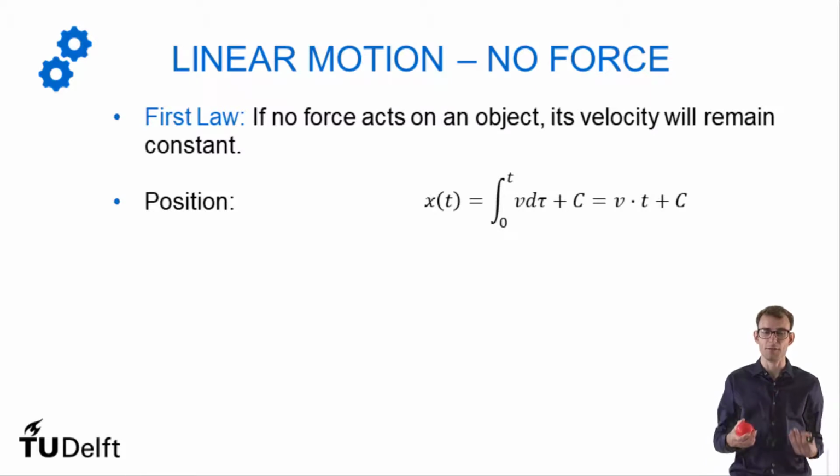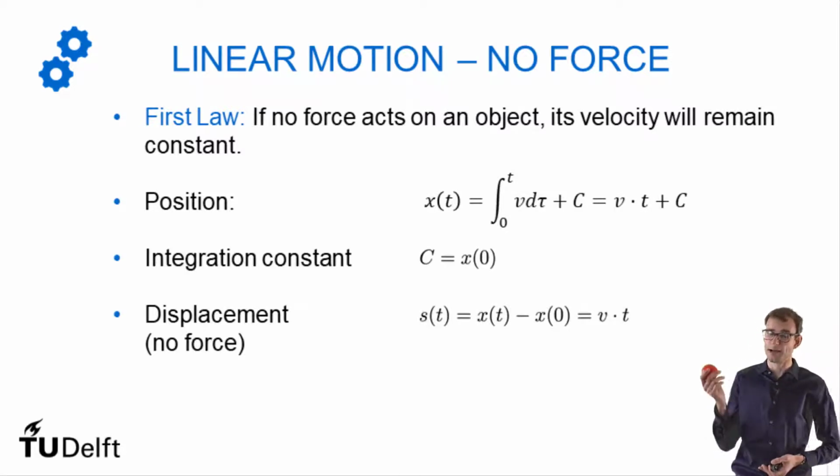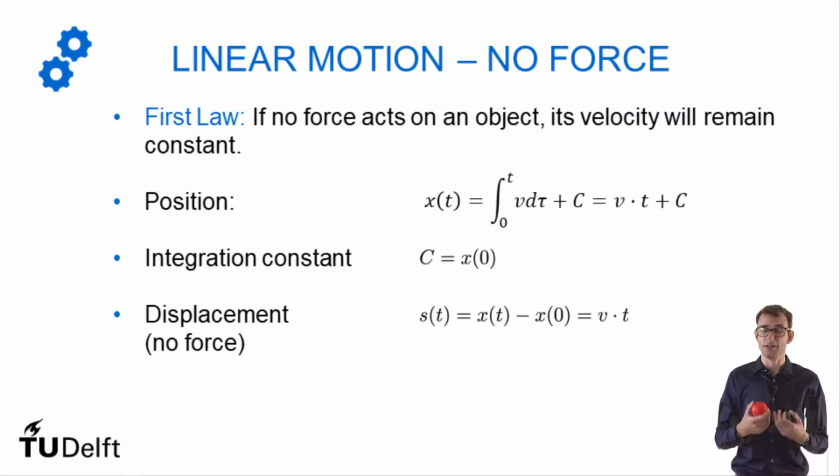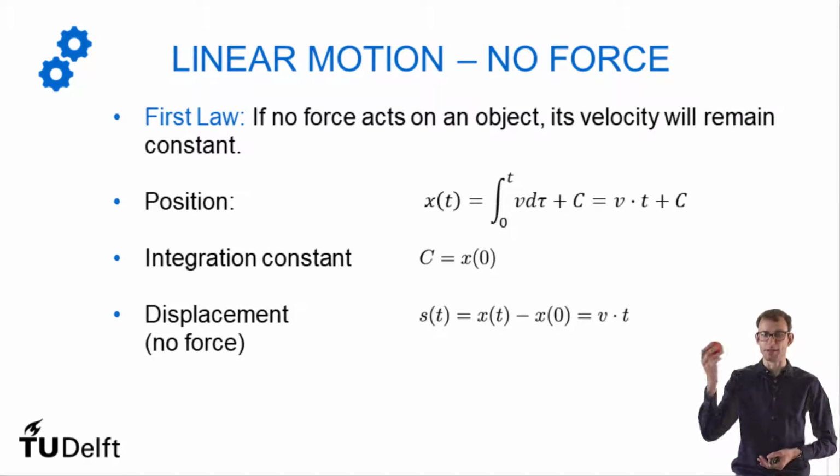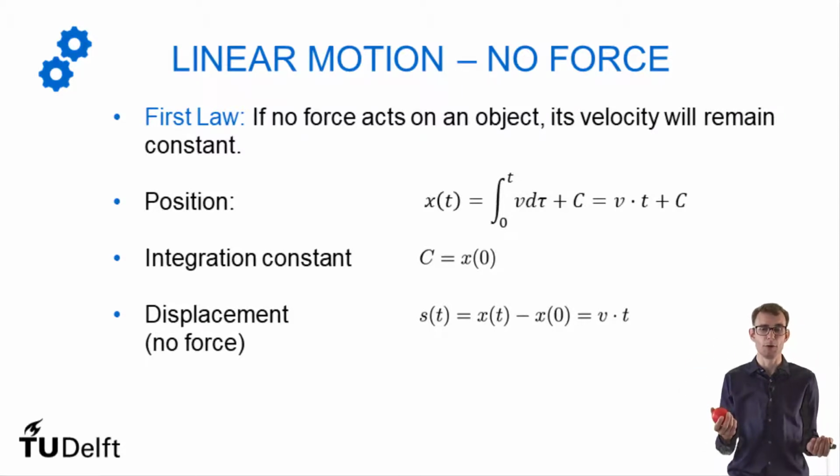So this is the integral from 0 to t over the velocity. You have to be a little bit careful because the velocity itself may be a function of time also, and it's a different t, so this is why I called it tau, the Greek t. Now, the integration of a constant is not very difficult. That's the constant times the variable. That gives us v times t plus some integration constant. And we can find this integration constant by looking where the ball is at time 0. So the displacement of the ball is simply where it is now minus where it was at time 0. And for the motion without a force, it's simply the velocity times time.